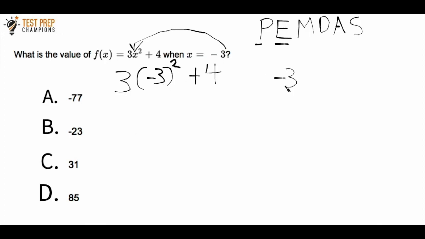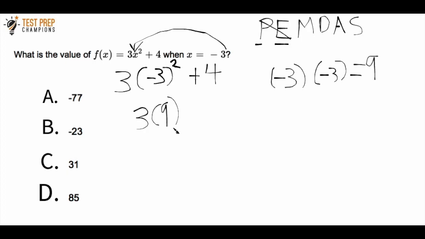So (-3) squared is the same as -3 times -3, which is +9. Anytime you square a negative number, the answer is going to be positive. So we deal with the parentheses and exponents, and we rewrite it as 3 times 9 plus 4. Hopefully you're able to follow this so far. Now, if you're wondering what to do next, do I do 3 times 9, or do I try to add 4?